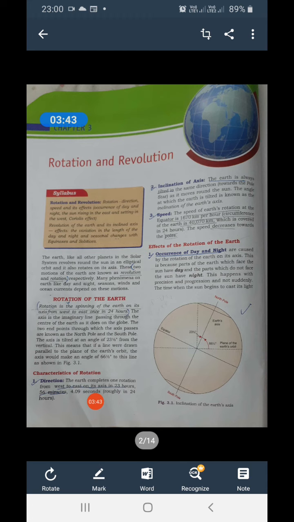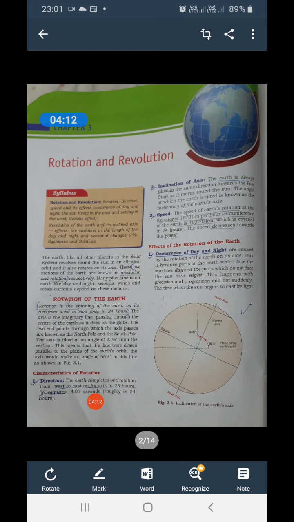Then the third characteristic is the speed. Now when the earth rotates, the speed of the earth's rotation is maximum at the equator, that is 1670 kilometers per hour. And this speed is covered in 24 hours, and as one moves away from the equator towards the pole, this speed goes on decreasing. So these are the characteristics of the rotation of the earth.